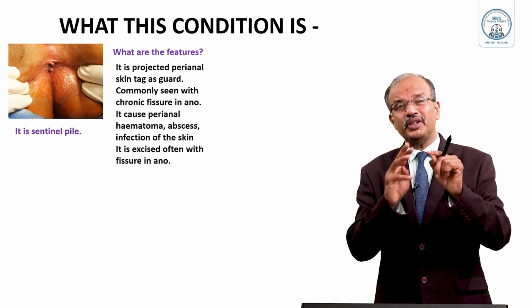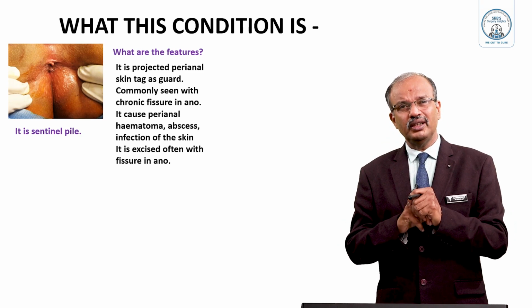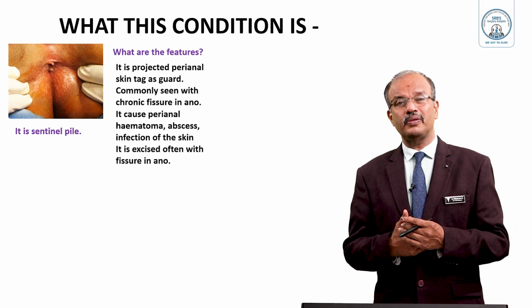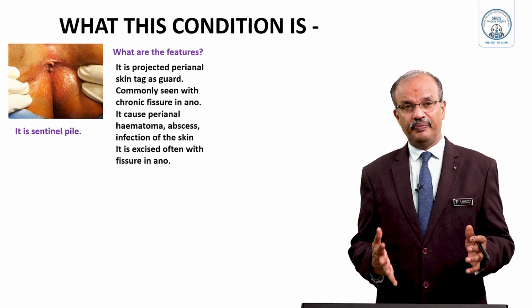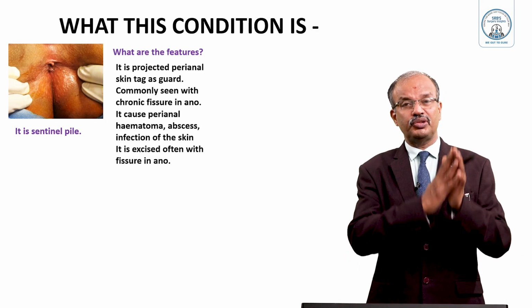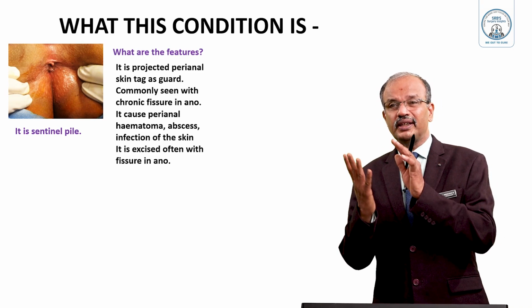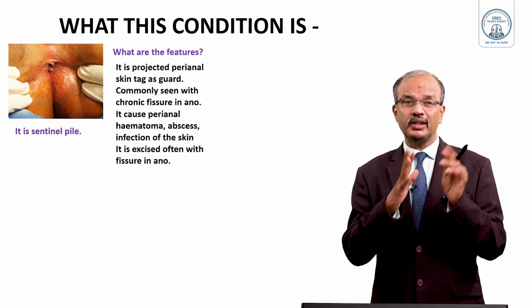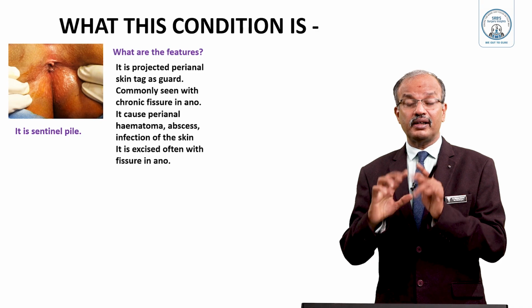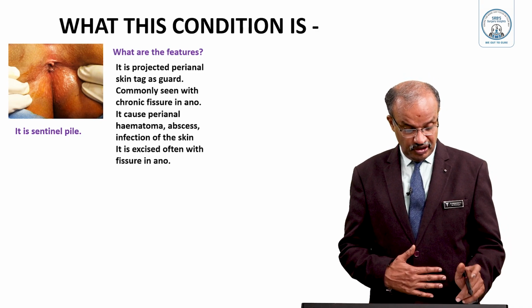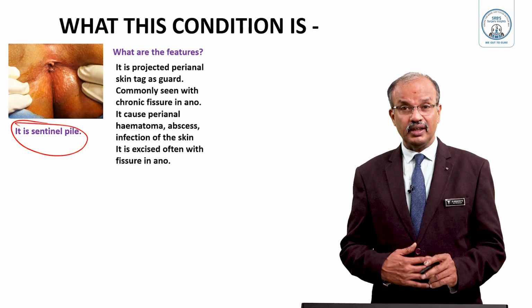If it is a chronic fissure, you have to do a fissurectomy, and along with that, you have to add on a lateral sphincterotomy. So for the sentinel tag in chronic fissure in ano, sometimes it is only an external pile, which should be excised. Otherwise, do a fissurectomy and a lateral sphincterotomy. So that is about sentinel pile, a very commonly seen condition.